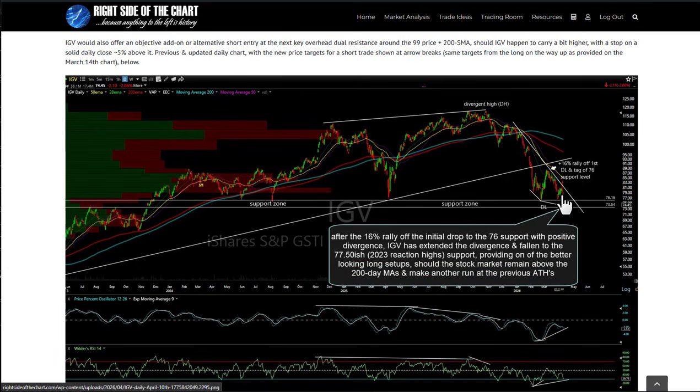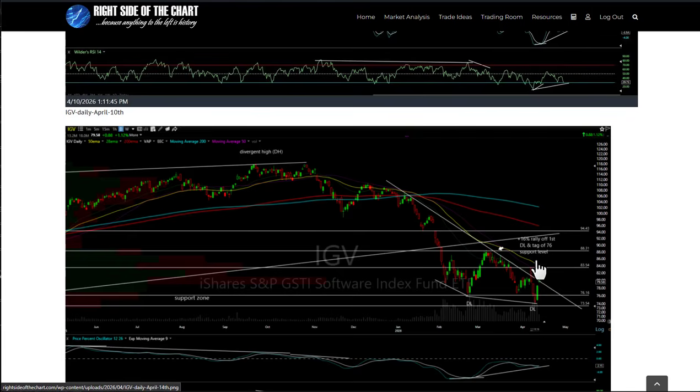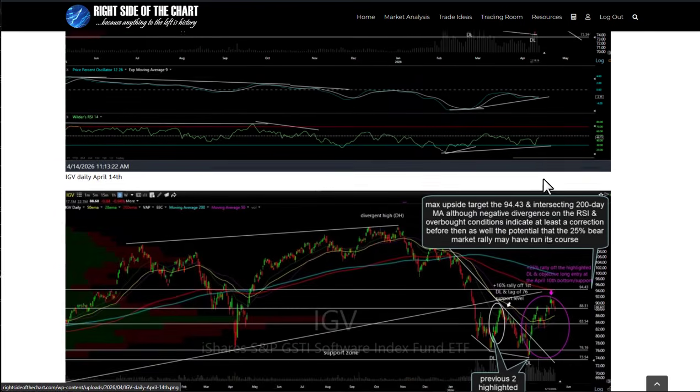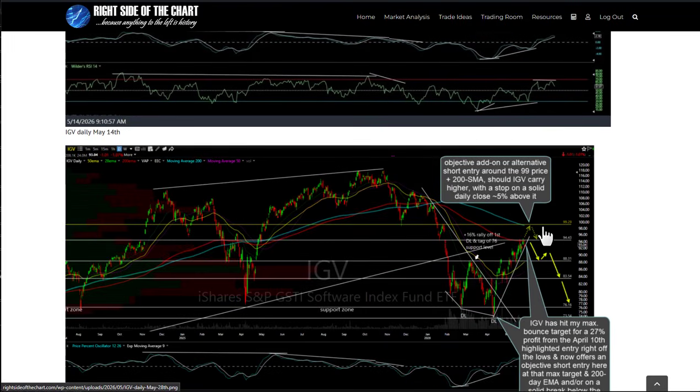I gave you a final target. We had already gone long there and milked that 16% rally. I believe that's why I highlighted that. We can go back and check all these. I gave you a max target up here, which was hit, and that was good for whatever that was. I forget the percentage gain. Oh, there it is. Okay.